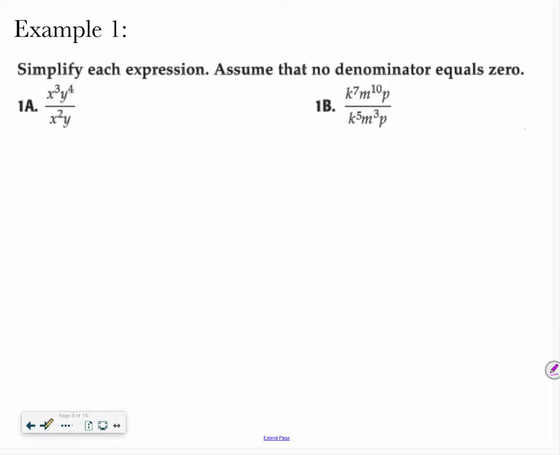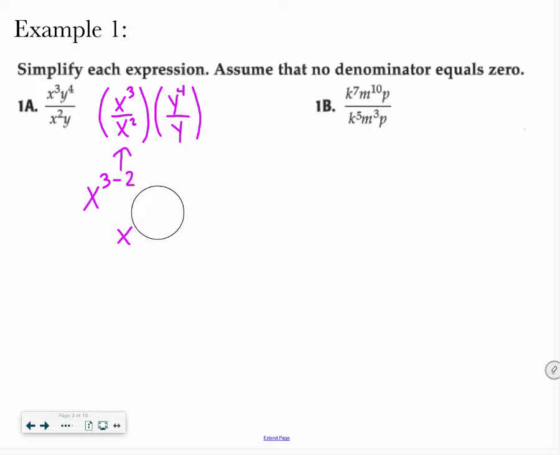We have x to the 3rd times y to the 4th divided by x to the 2nd times y. So if it helps you out, you can rewrite it where you just have the same variables together, okay? That sometimes helps people if you are struggling with figuring out how to simplify that many at once. So then I look, okay, I have x to the 3rd divided by x to the 2nd. So I'm going to do 3 minus 2. So I have x to the 1st power, or just x.